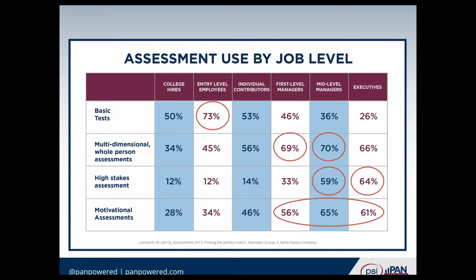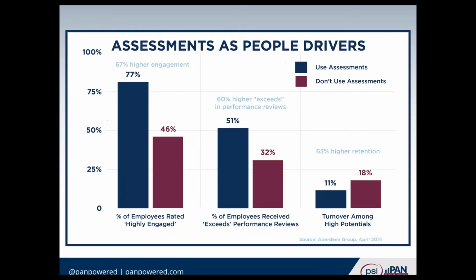Here's an illustration of how assessments have been proven to impact real organizational concerns such as engagement, overall job performance, and reduction in turnover. As you can see in these graphs, this research is from the Aberdeen Group, and they found that companies who use assessments have a 67% higher engaged workforce, 60% higher in exceeds performance reviews, and 63% higher in retention of high potentials.